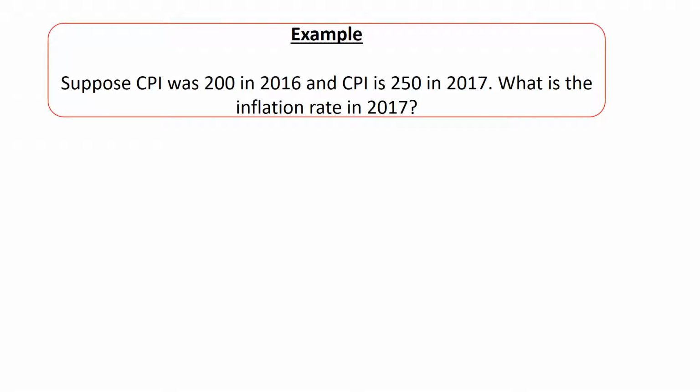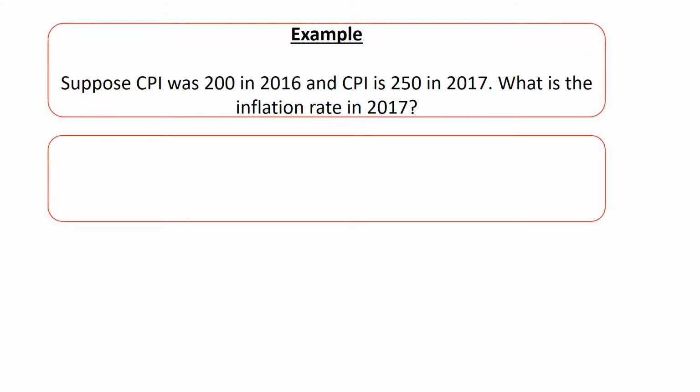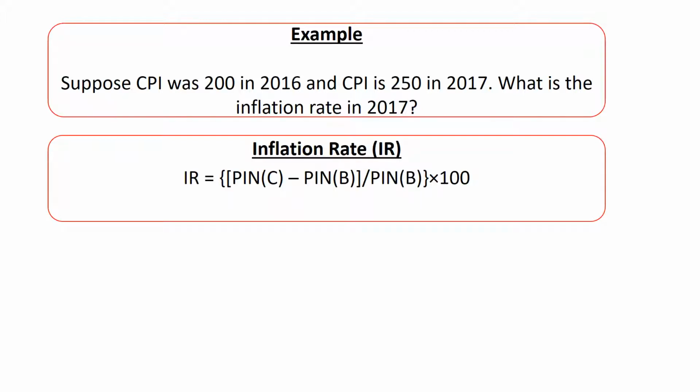Let us work through an example of calculating inflation rate. Suppose CPI, which is Consumer Price Index, was 200 in 2016 and the same price index, consumer price index or CPI, is 215 in 2017. What is the inflation rate in 2017? So we know the formula for inflation rate, and this is given by this expression.